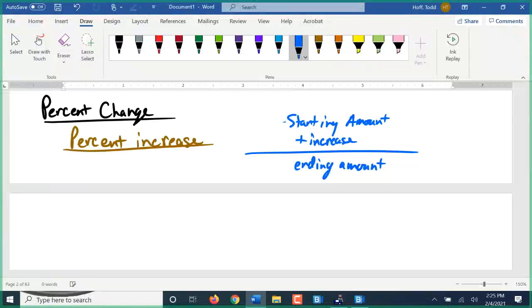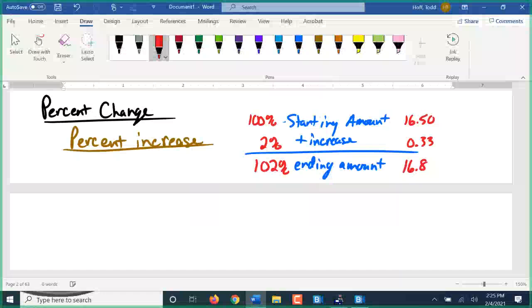Looking at the previous example, the starting amount was 100%. That was the $16.50. There's a percent increase. That was 2% in this case. That was the 33 cents that we found. The ending amount would have been thought of as 102%. That would have been the $16.83.